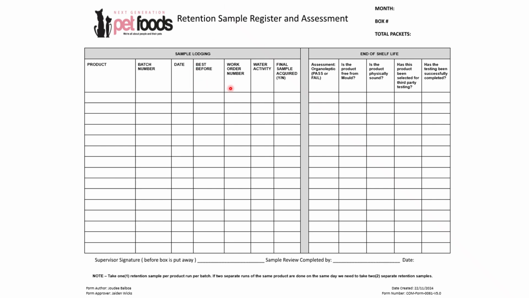Afterwards, input the work order number and the water activity result recorded on the sample. For products that undergo second process, such as shrink wrapping, chopping, or band sewing, a final sample with the product label on it must be acquired to be stored with the retention sample. This will help the QA team refer to the final samples if there are issues such as sizing or wrapping. And with that, sample lodging is complete and you can store the sample in the box.